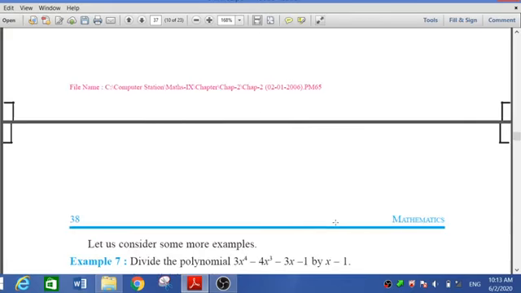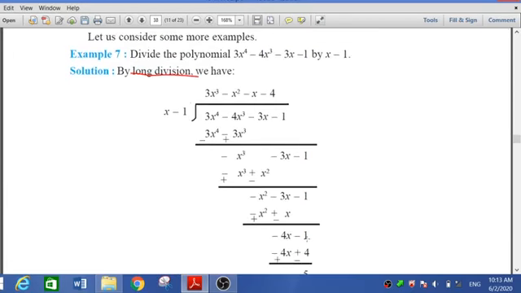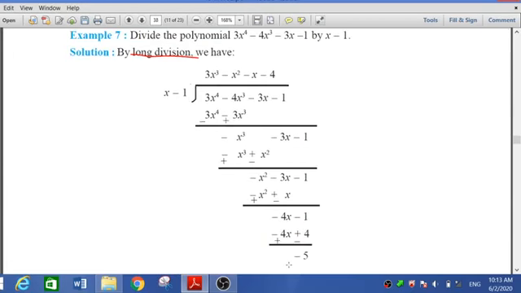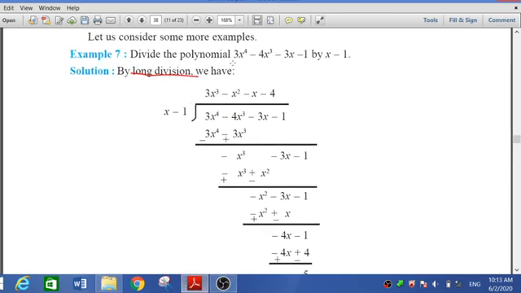Always remember. Now one more example related to the long division method. Here it is most important because it is long. What is the first step again? Monomial divided by monomial. So I have to write 3x to the power 4 divided by x. So we get the answer 3x to the power 3. Again in bracket I have to write x minus 1.